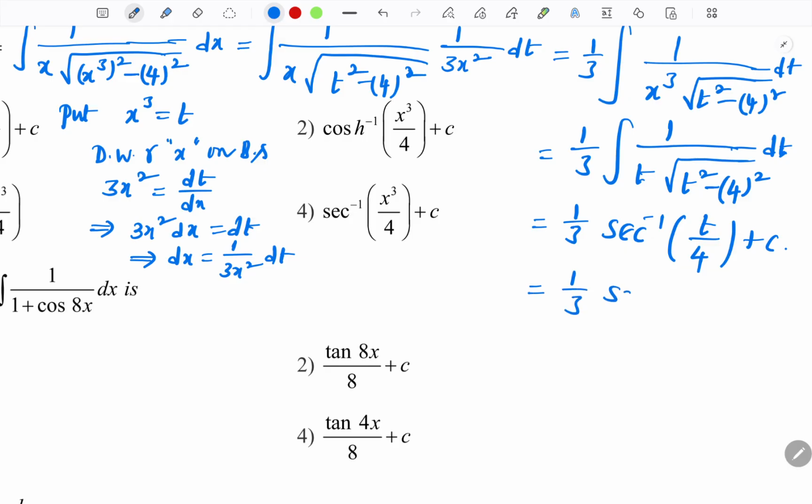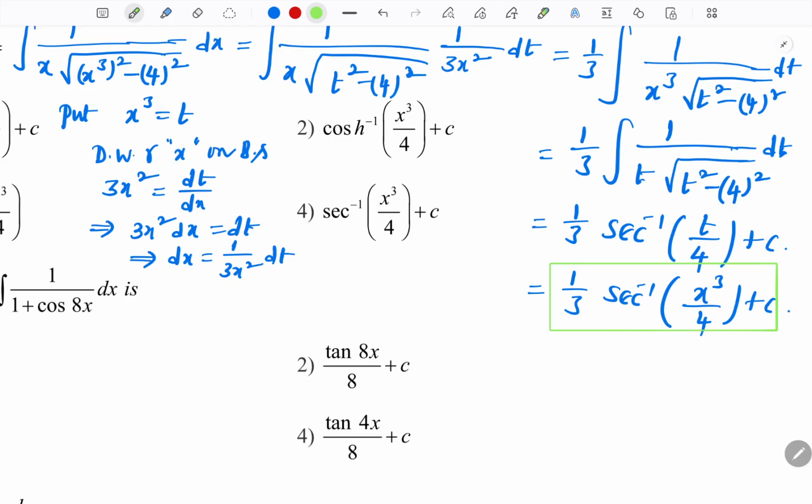What is our x here? I mean, the t value here. What is our t substitution? It's x cube, right? Substitute that one, x cube by 4 plus c. So this is my final answer.